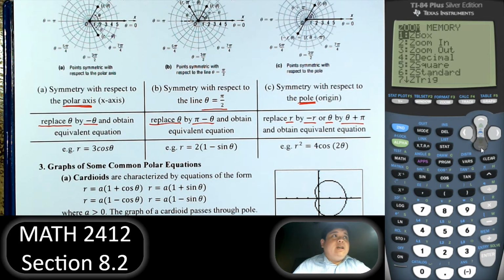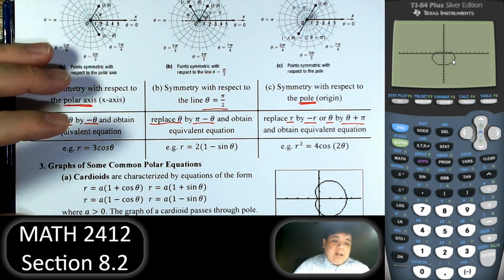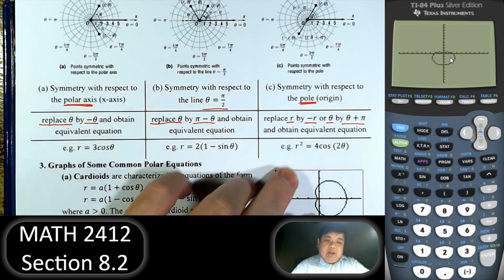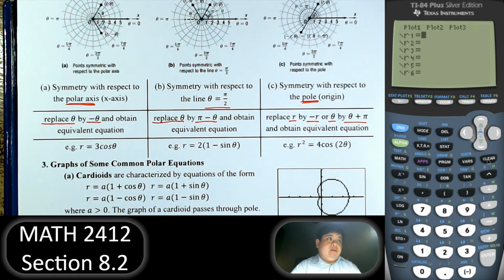So what we have here is called a cardioid. I should zoom out. Yeah, so we have a cardioid, or a heart. And of course this is symmetric about the y-axis, or theta equals pi over 2. We cannot really graph this because of r squared. Right, but we will have those examples.